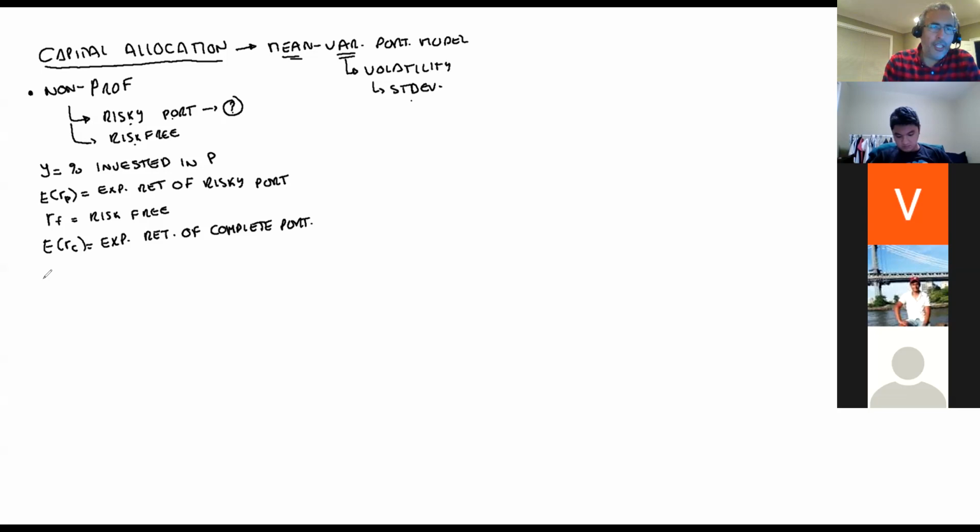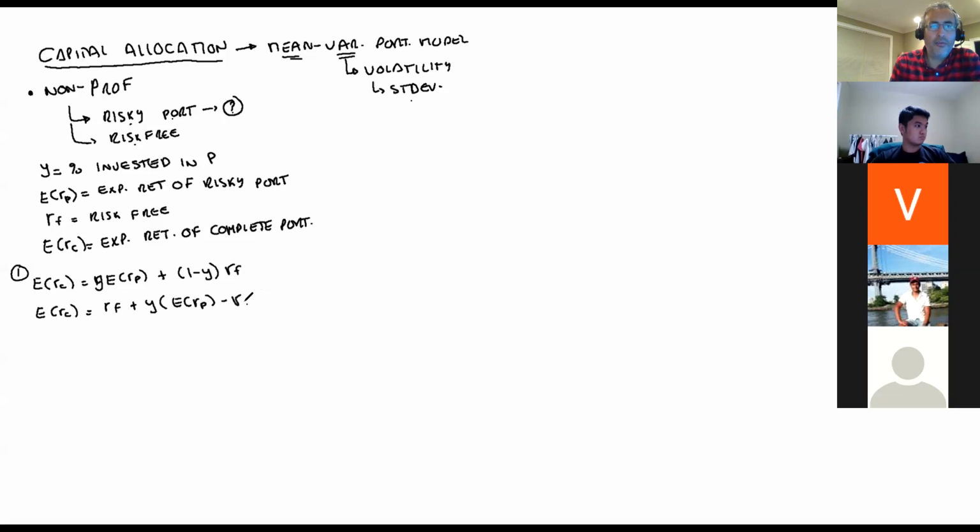Got it? From here, first of all, I need to know what is my expected return. My expected return, guys, is simply a linear combination: Y, the percentage I invest in the risky portfolio, times the expected return of my risky portfolio, plus 1 minus Y times my risk-free, correct? This is what I expect to make when I invest in a risky portfolio and the risk-free asset. If I do some math here, you're going to have another, more common equation: E(RC) equals RF plus Y times the expected return of my risky portfolio minus my risk-free.